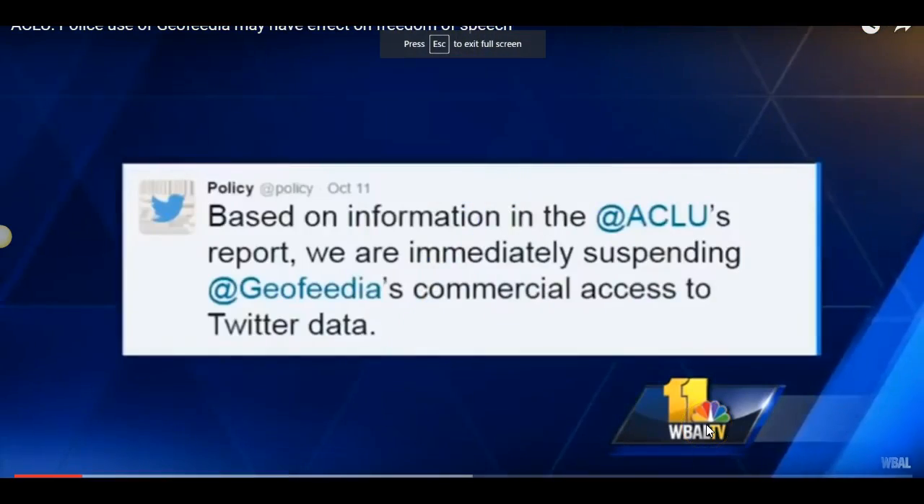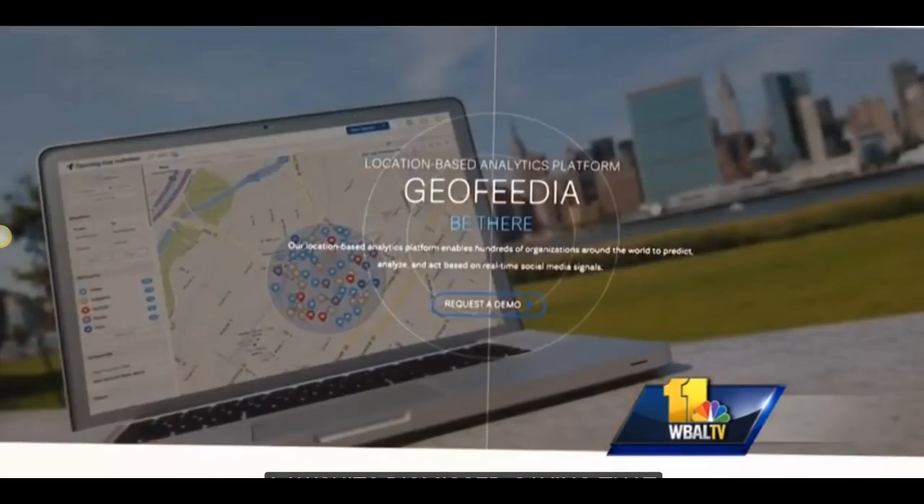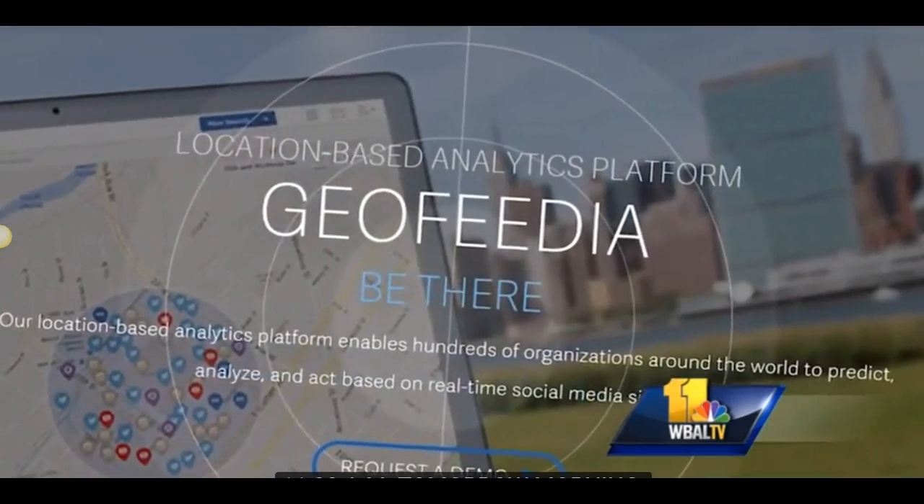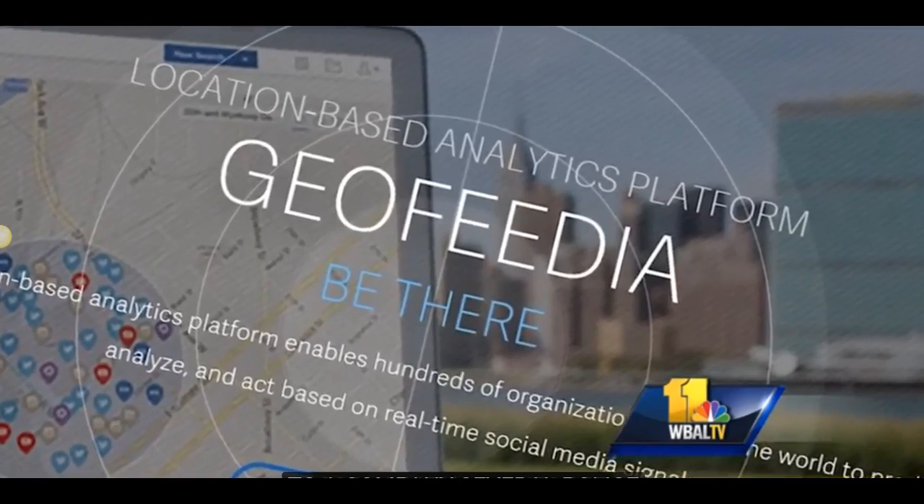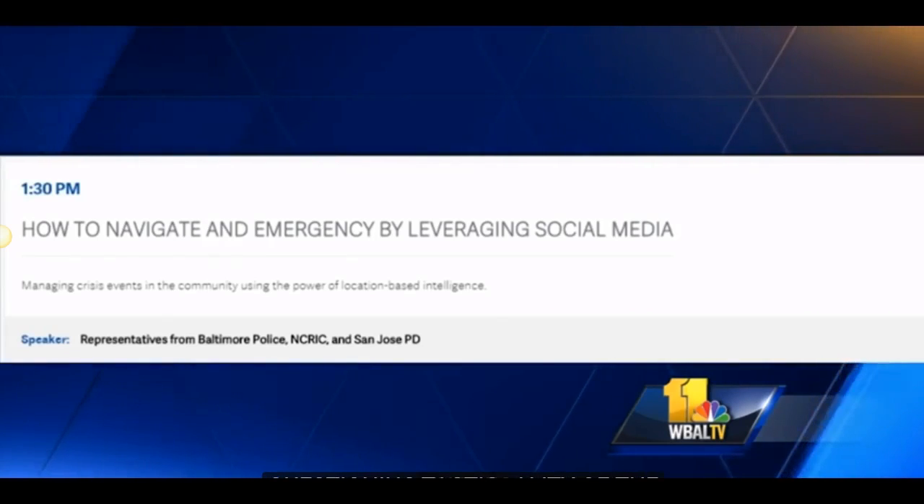Twitter announced Tuesday it joined Facebook and Instagram in suspending access to a company called Geofeedia. It tracks social media posts in real time to help law enforcement investigations. Police departments across Maryland have contracted with the company, including Howard County, Baltimore County, the city of Laurel, and probably Baltimore City using it, because last week, GeoPD representatives were invited to speak at Geofeedia's national conference in Chicago. The chilling effect is what is so dangerous.